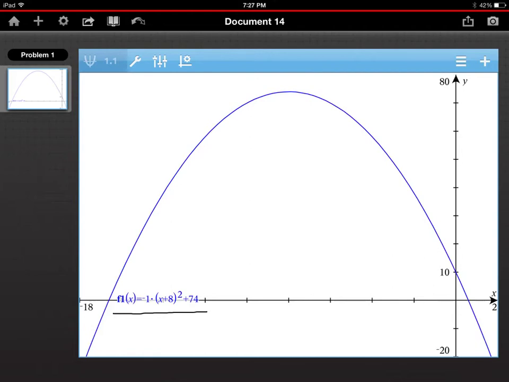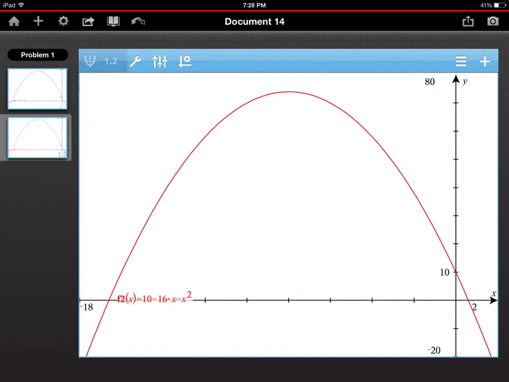On the next slide, I'm going to show you the exact same parabola, but I've typed it in as my original problem. So you notice that this graph is the exact same graph as you just saw. However, when I type this one into my graphing calculator, I typed in 10 minus 16x minus x squared, so that you can see it is the exact same graph, and you can also tell that you have completed the square correctly.